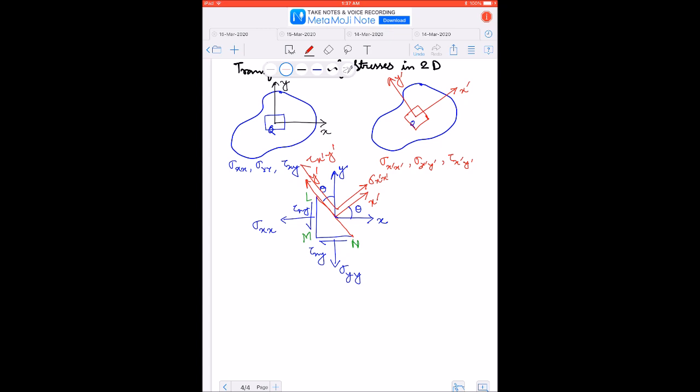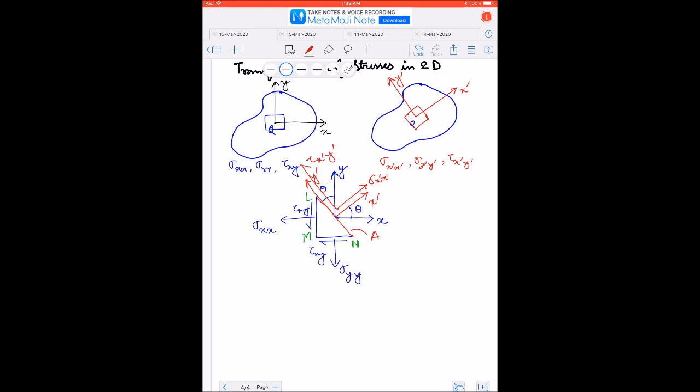So we say that the LN edge is the projection of an actual area which is going into the plane of the paper, and let us say that that area is depicted by the capital letter A. So the area of this edge LN is A.